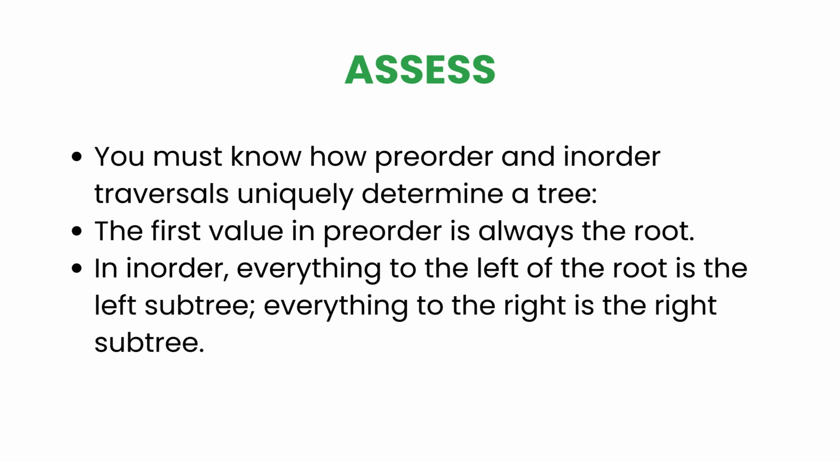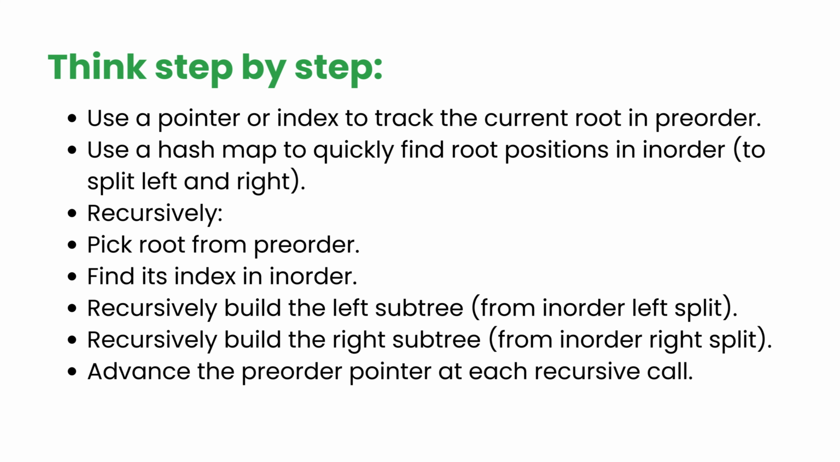The first value in preorder is always the root. In inorder, everything to the left of the root is the left subtree. Everything to the right is the right subtree. Think step by step. Use a pointer or index to track the current root in preorder. Use a hash map to quickly find root positions in inorder, to split left and right.